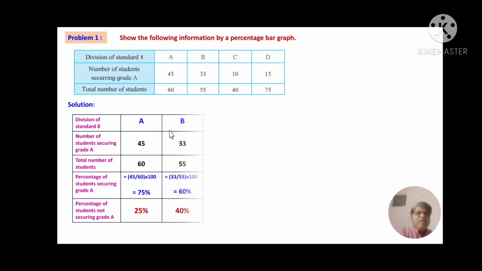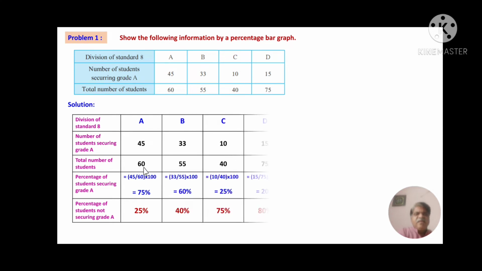So here there are 4 divisions A, B, C, D. The number of students who secured grade A is given in the second row, and in the third row you can see the total number of students. From this total and the number secured, you can find the percentage. The percentage of students securing grade A is shown in the fourth row, that is 45 upon total into 100, that is 75.